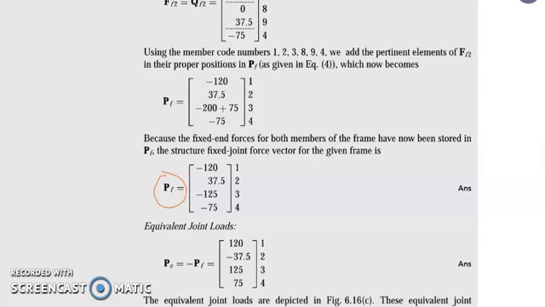And of course, the equivalent load is the negative value of your structure fixed force vector. You multiply this value by negative, so you have now the value for your equivalent joint loads.